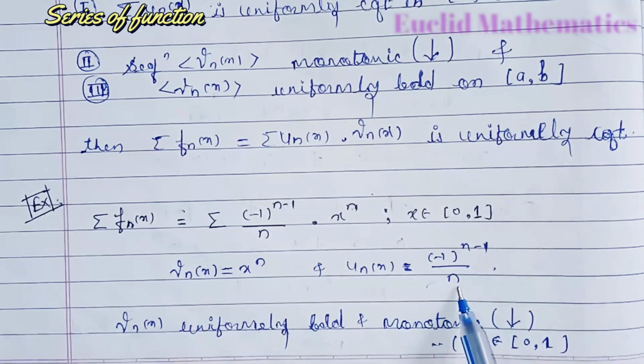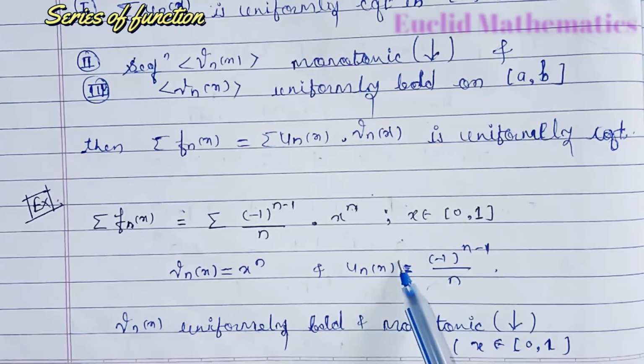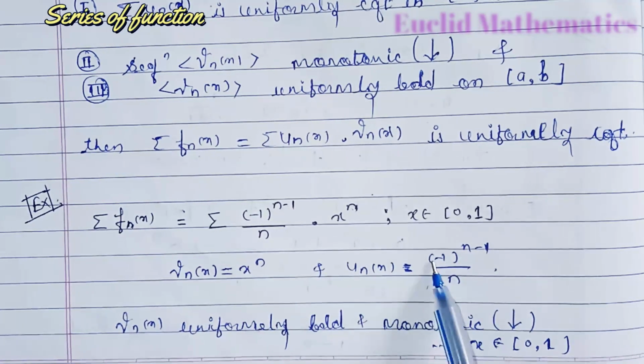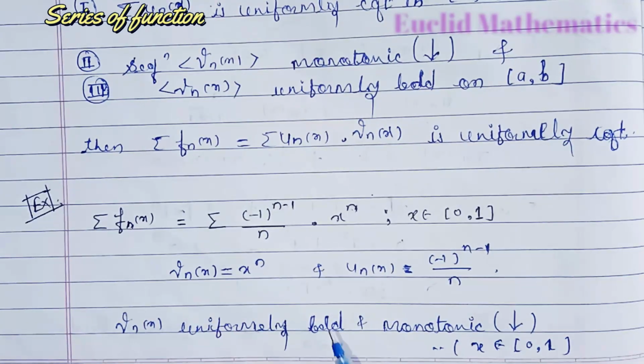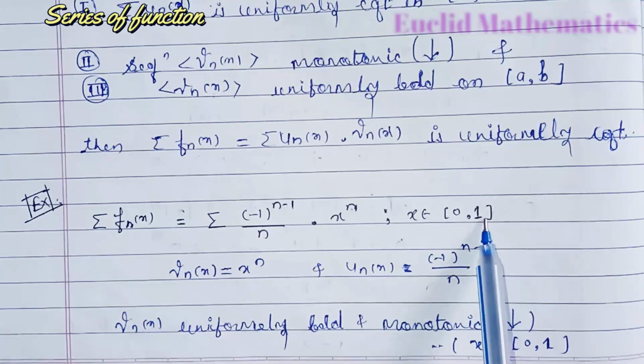Here the denominator is n, and when we apply the limit n tends to infinity, un(x) goes to 0. So by using the Leibniz test, we can say that un(x) is uniformly convergent, and vn(x) is given as x raised to n, but x belongs to where? The closed interval [0, 1].